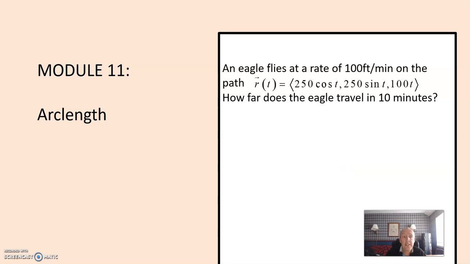In Module 11, we'll be looking at arc length, particularly arc length in polar coordinates. Well, let's start with an example.